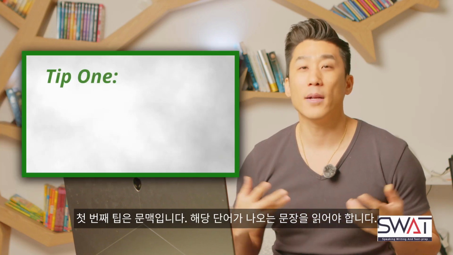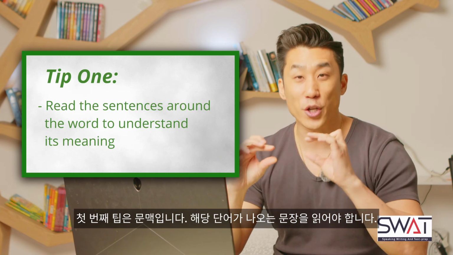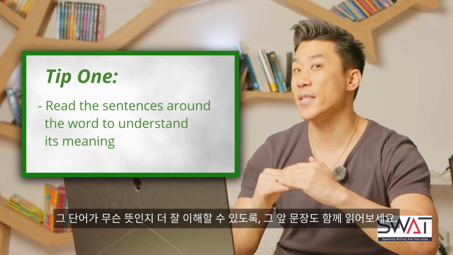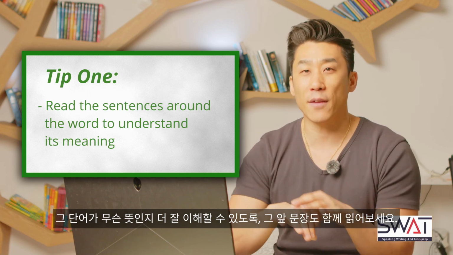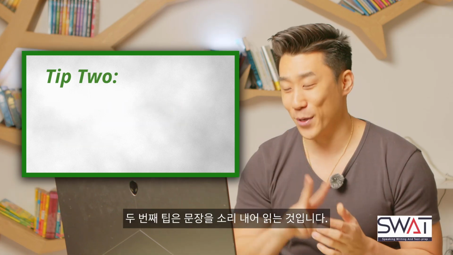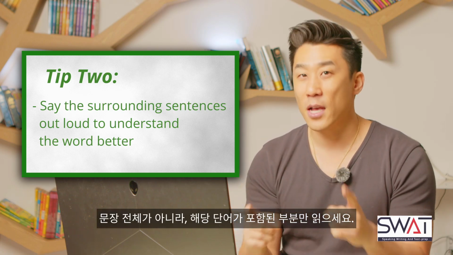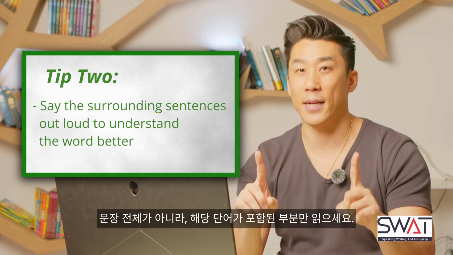Tip number 1, context. You have to read the sentence where our word shows up. You want to read the sentence before that because it might give you a better understanding of what that word might mean. Tip number 2, read the sentence aloud, not the entire sentence, just the part containing your word.